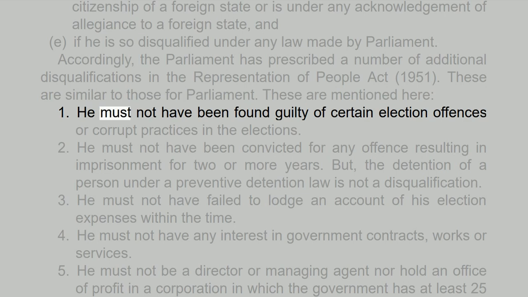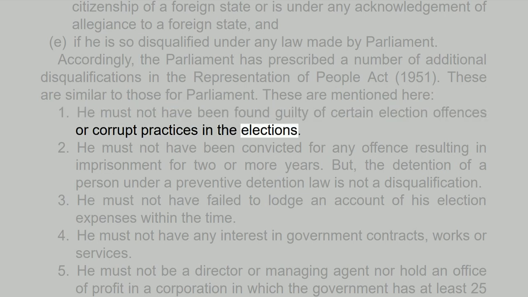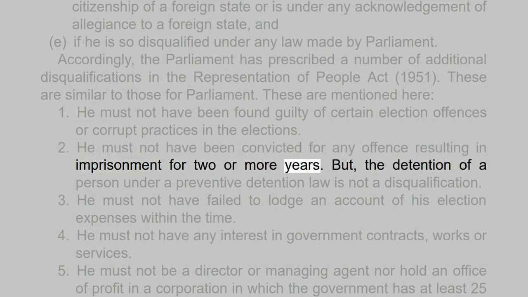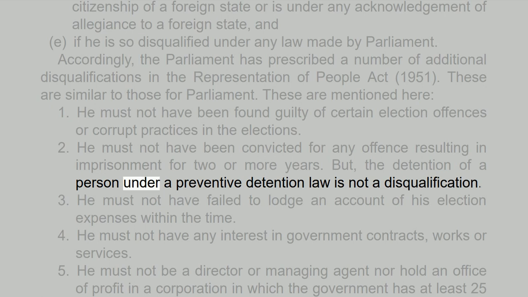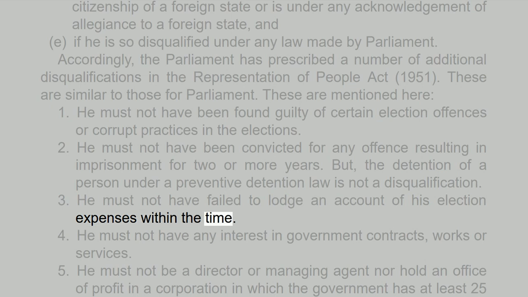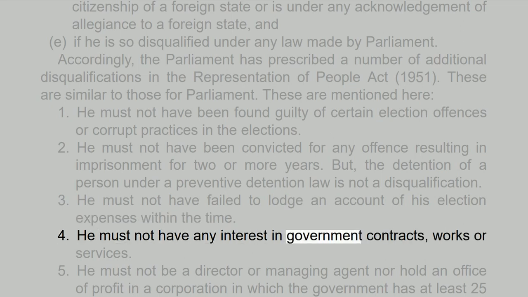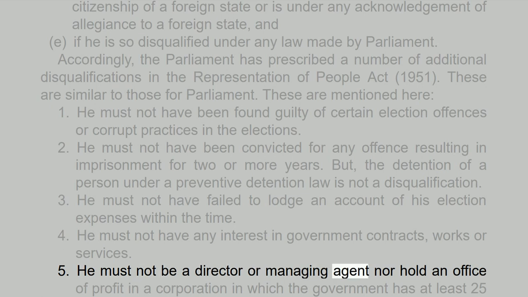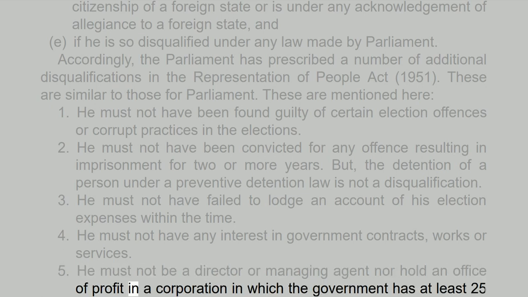1. He must not have been found guilty of certain election offences or corrupt practices in the elections. 2. He must not have been convicted for any offence resulting in imprisonment for 2 or more years. But, the detention of a person under a preventive detention law is not a disqualification. 3. He must not have failed to lodge an account of his election expenses within the time. 4. He must not have any interest in government contracts, works or services. 5. He must not be a director or managing agent nor hold an office of profit in a corporation in which the government has at least 25% share.